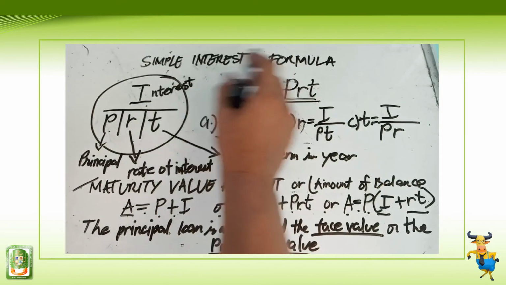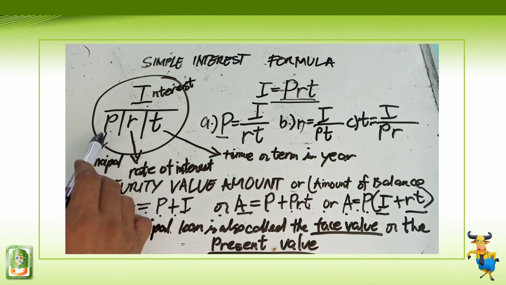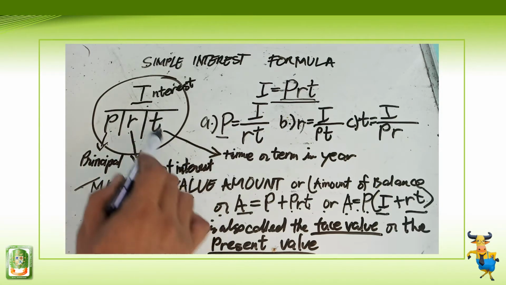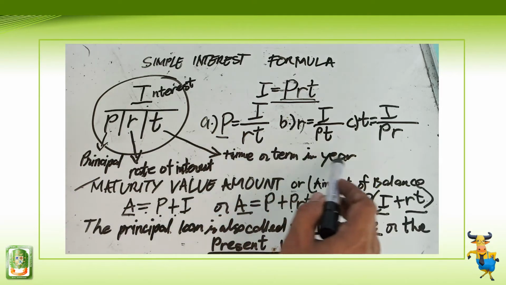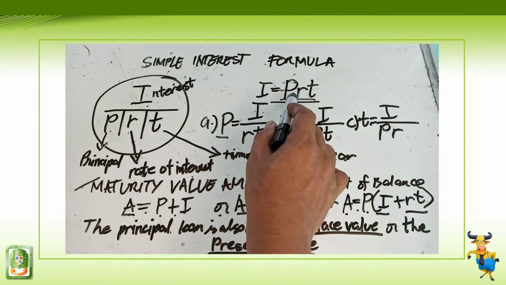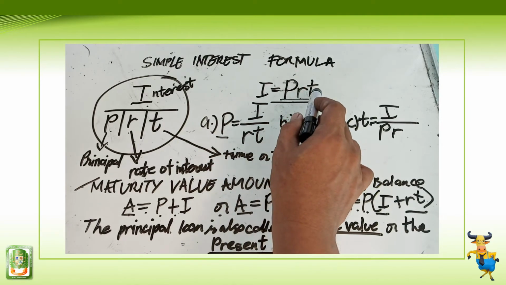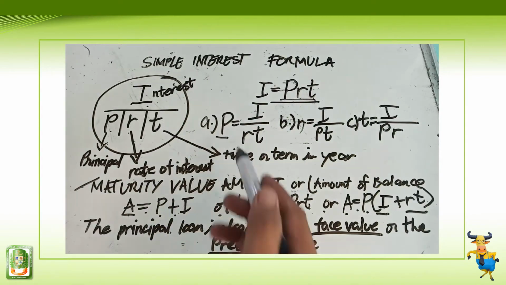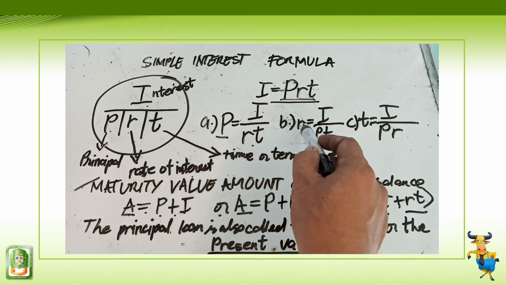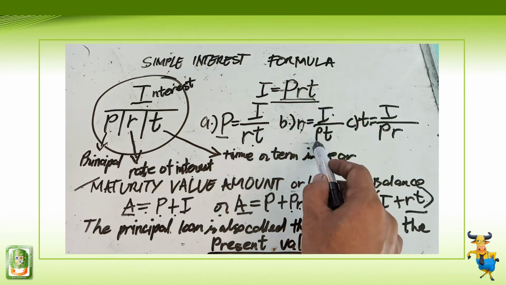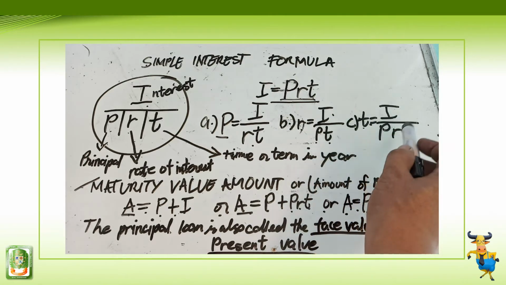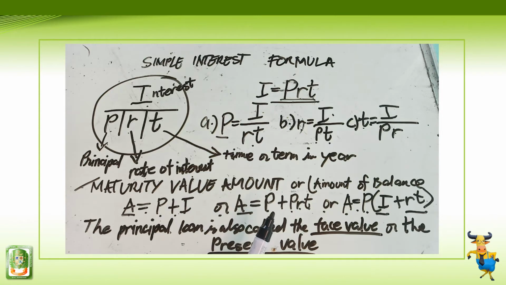Ulitin natin. The simple interest formula, the interest is equal to the principal times the rate of the interest times the time or the term in a year. This one. The interest is equal to principal, the rate, and the time. Pagka principal na hinahanap natin, interest over rate times time. Pagka rate naman, interest over the principal and the time. Pag time na hinahanap natin, interest over the principal times rate. Okay?